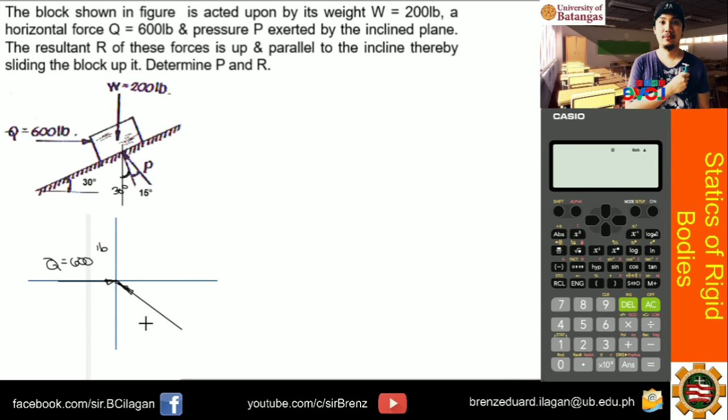So, the force P, or the pressure P, don't get confused with pressure, because normally the unit of pressure is force over area. But the pressure indicated in this problem is in terms of units of force. So, acting in this direction. And then, what is its angle again here? So this is 30 plus 15, 45.